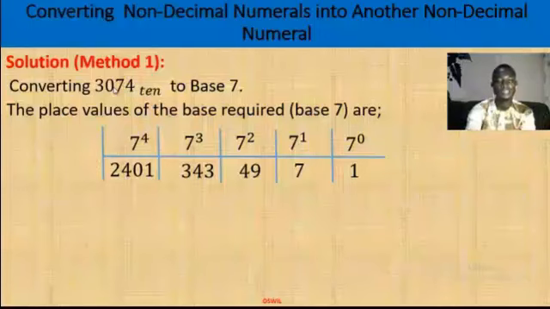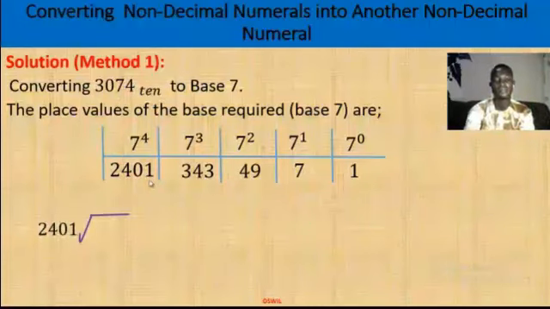Now, the next thing to do is to draw our root sign. And when the root sign is drawn, all that we are going to do is divide the numeral given by the highest base value. So we write the highest base value in front of the root sign. Then we write the numeral given inside the root sign.